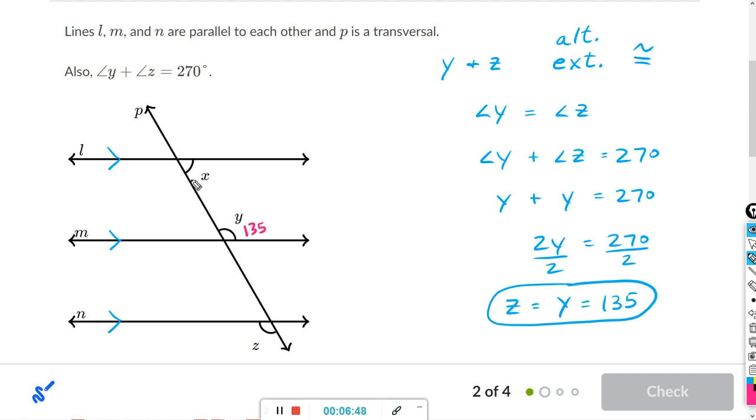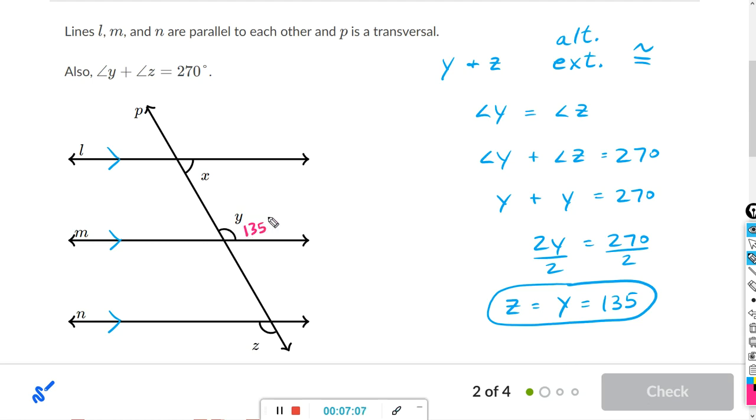All right? And we can see that x and y are on the interior of these two parallel lines. And here's the transversal. They're both on the right. So they are same side supplementary. Okay, same side interior, which are supplementary. That means they add to 180.